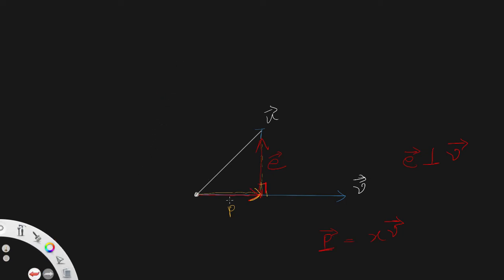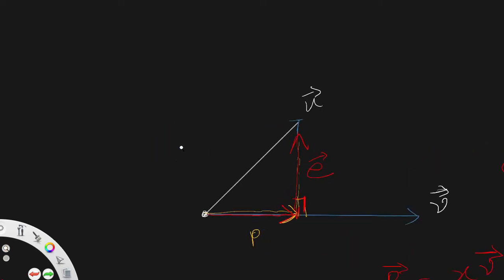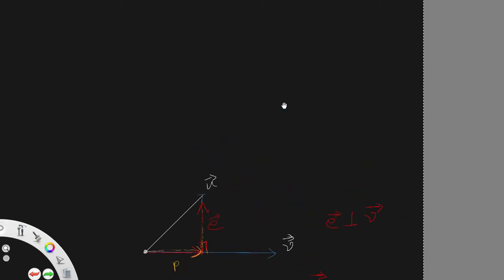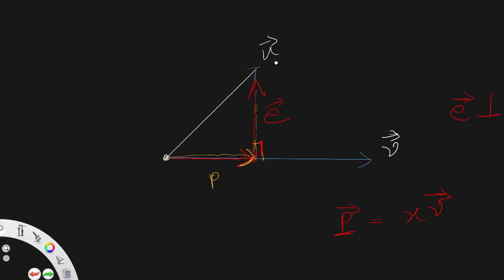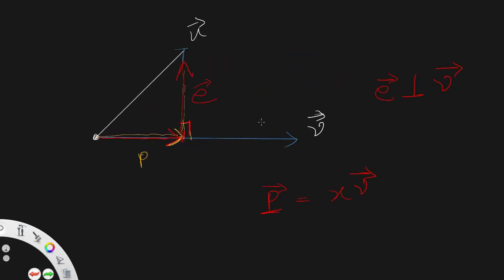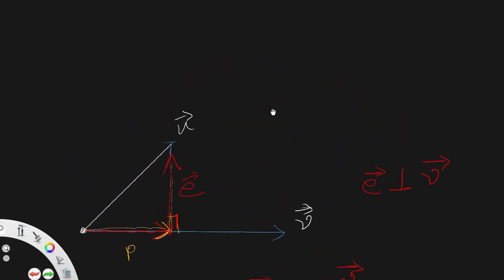Okay. So V is perpendicular to E. So we know V. Let's go line by line. Sorry about all that messy stuff. Okay. So we know V is perpendicular to E, so V dot E is equal to 0.